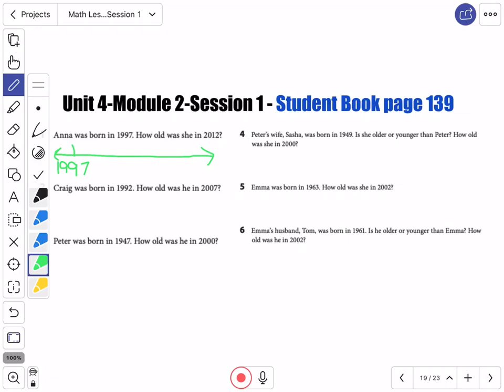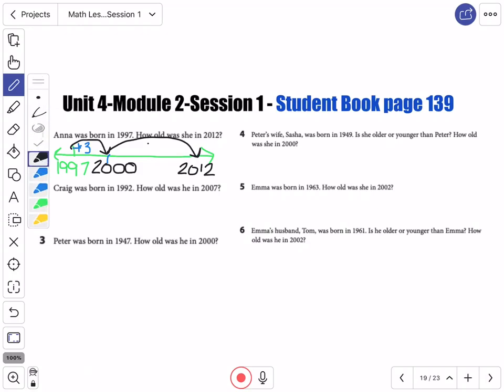All right, so I'm thinking about that solid number that I'm trying to get to. From 1997, that solid number for me, and I bet you're thinking the same thing, is 2000, okay? So when I think about from 1997 to 2000, I have gone 3 spaces already, right? So I've gone 3, that's a plus 3 spaces. Then I'm not to 2012 yet, but I do know that I have to jump 12 more spaces to get to 2012, okay? So I have jumped 12 more spaces.